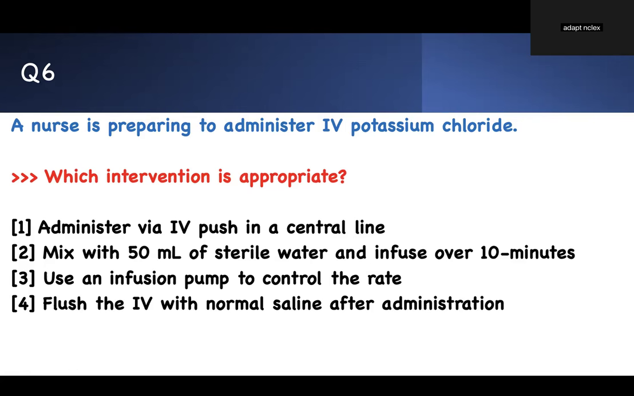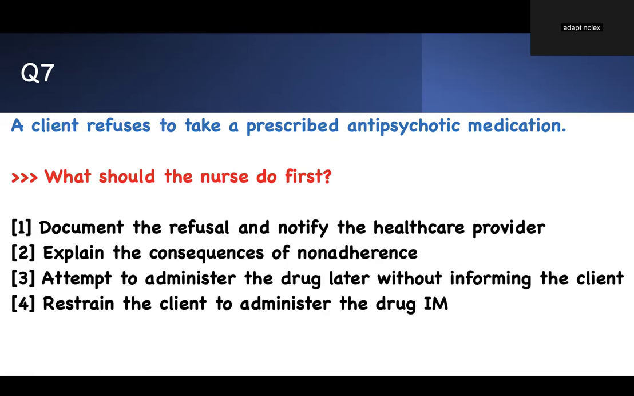What should the nurse do first? A client refuses to take a prescribed antipsychotic medication. This is the right of medication. The patient has autonomy. You can decide what you want to do. I'm just giving you the content so that you can use it to answer the question. Therefore, based on that: document the refusal and notify the healthcare provider; explain the consequences of non-adherence; attempt to administer the drug later without informing the client; restrain the client to administer the medication.